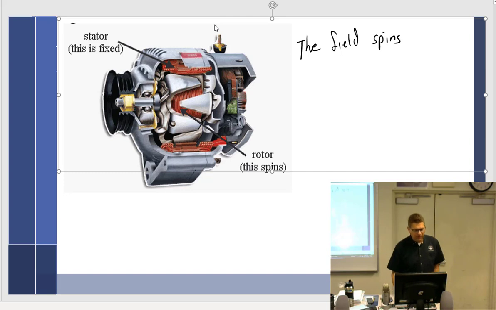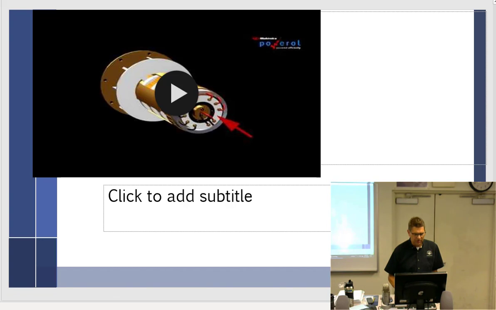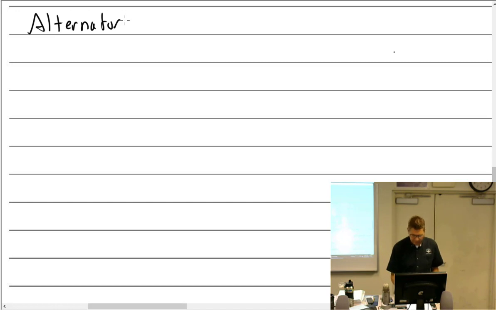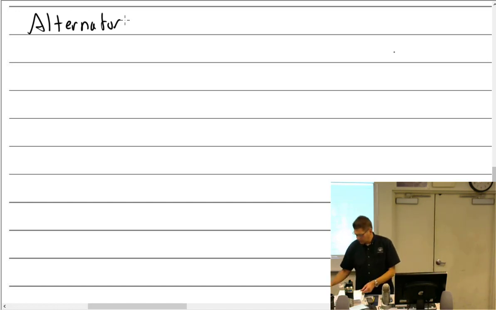I think that's all the pictures I have. Yes, it is. All right, so we can go to here. So alternator. And then alternator. So is that motor still on the inside? Yes, and it's the rotor that spins, but the electricity comes from the stator.